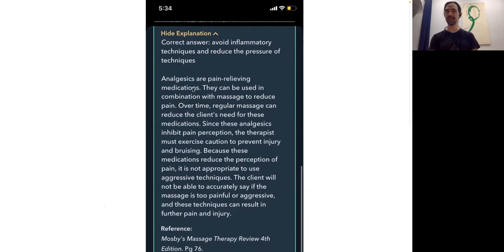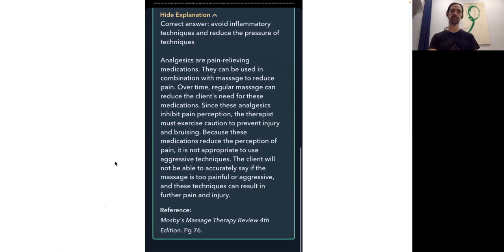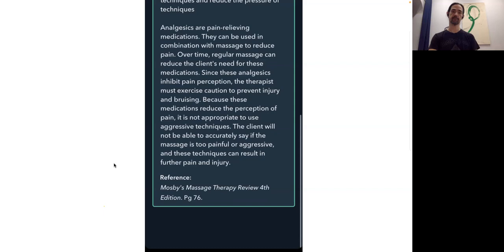Okay. Analgesics are pain relieving medications. They can be used in combination with massage to reduce pain. Over time, regular massage can reduce the client's need for those medications. Since these analgesics inhibit pain perception, the therapist must exercise caution to prevent injury and bruising. Because these medications reduce the perception of pain, it is not appropriate to use aggressive techniques. The client will not be able to accurately say if the massage is too painful or aggressive, and these techniques can result in further pain and injury. Avoid inflammatory techniques and reduce the pressure of techniques.